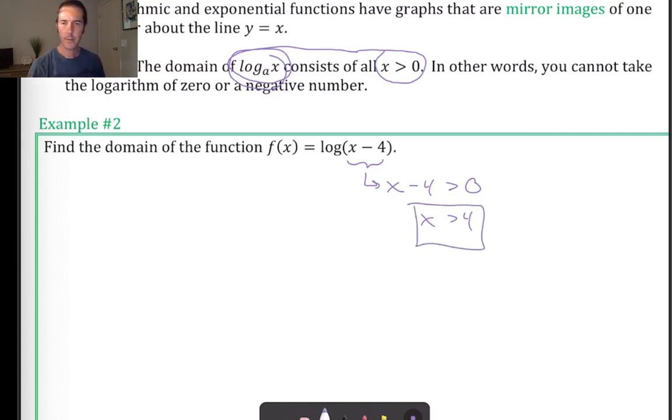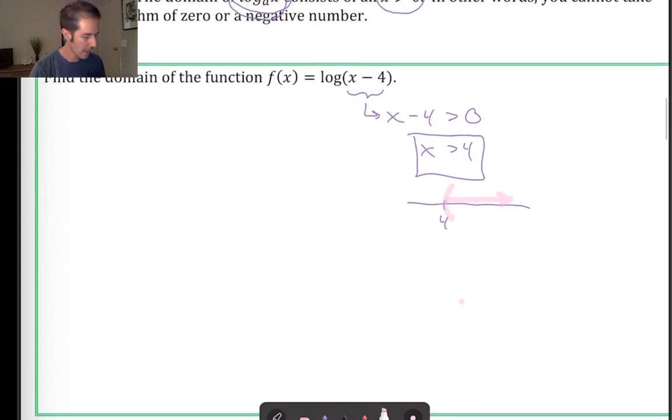Whether you express your final answer like that, or in interval notation, or on a number line, if I have 4 here, all the x values that are greater than 4 will be to the right of the number 4 with an arrow going all the way out to infinity. It's a strict inequality. The x values have to be strictly greater than 4, so we would put a parenthesis here. That would be your answer using a number line, and translating that into interval notation is nice.